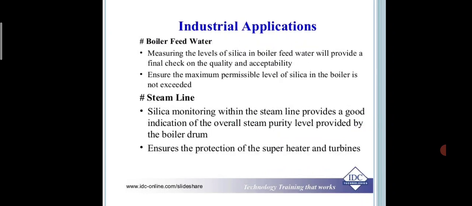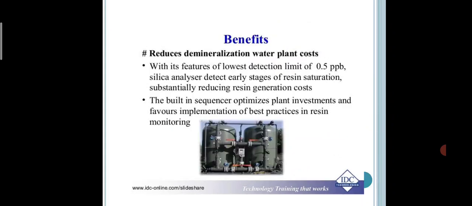Next, boiler feed water. Measuring the levels of silica in boiler feed water will provide a final check on quality and acceptability, and ensure the maximum permissible level of silica in the boiler is not exceeded. The steam line: silica monitoring within the steam line provides a good indication of the overall steam purity level provided by the boiler drum. It ensures the protection of the superheater and turbines, and reduces demineralization water plant costs.